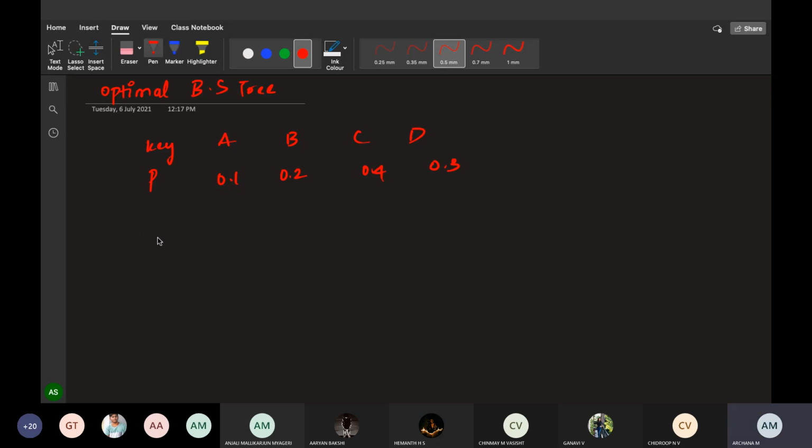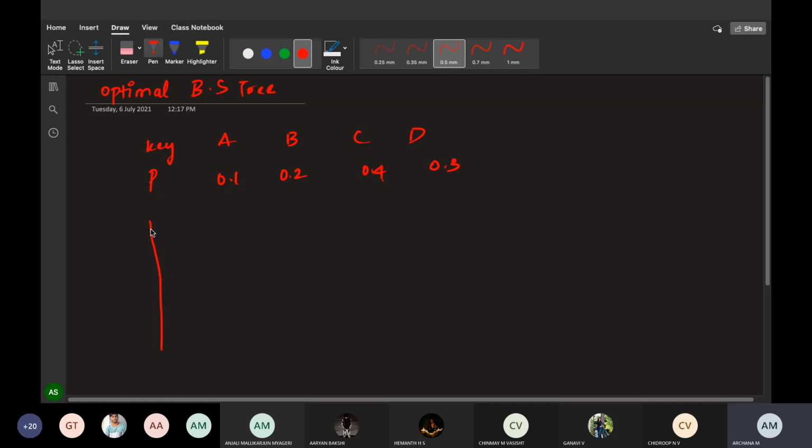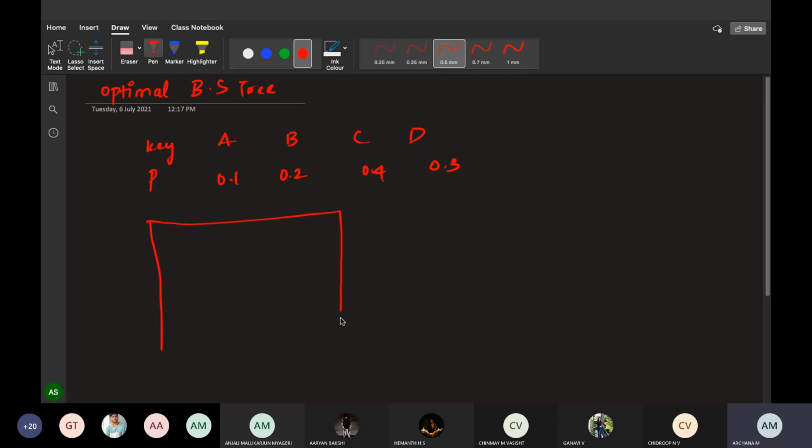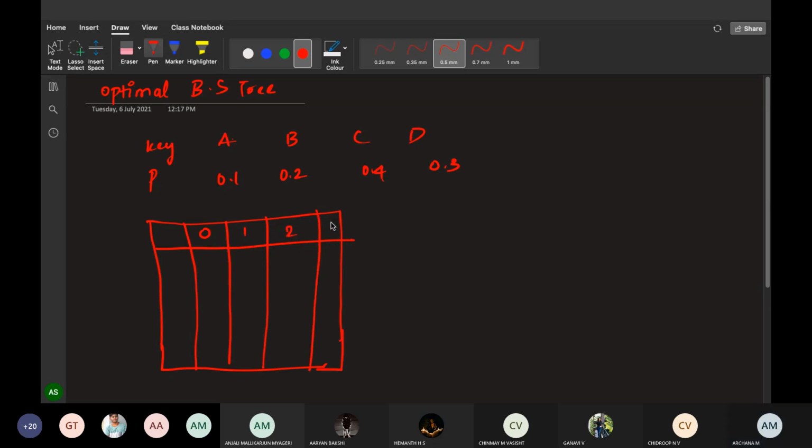Whenever you are constructing the table, always see how many values there are. Based on that, you have to take one extra thing in the table: you will always start with 0. Here 1, 2, 3, 4 are there, but always start with 0. So 0, 1, 2, 3 and 4. This is a very important thing, you have to construct a matrix like this.